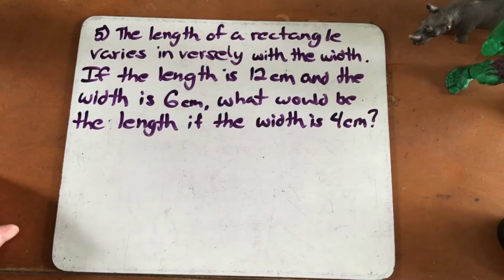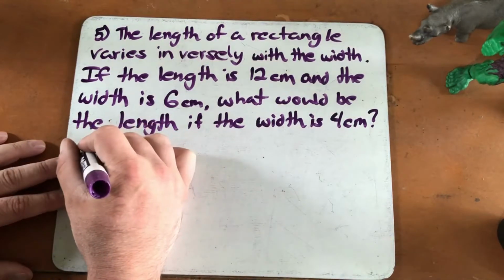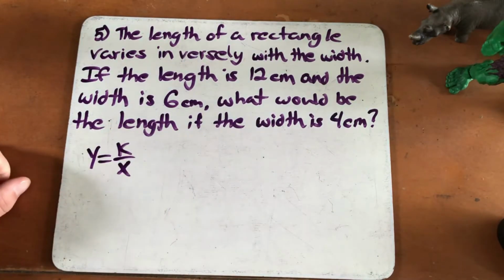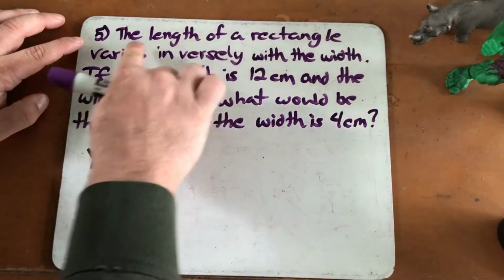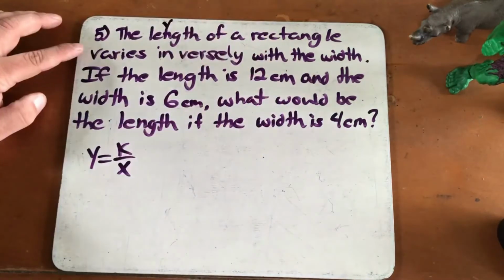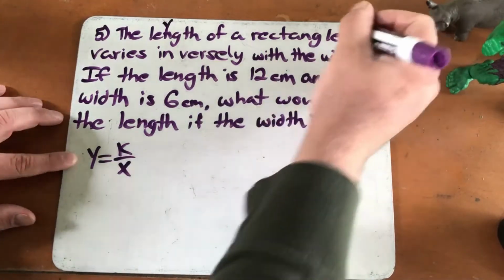Looking at this next problem, the length of a rectangle varies inversely with the width. If the length is 12 centimeters and the width is 6 centimeters, what would be the length if the width was 4 centimeters? Since we're told it varies inversely, we know we're using Y equals K over X. We have to identify what is my Y value, what is my X value. The length is Y because it is the thing that varies inversely with the width. So the width is my X.